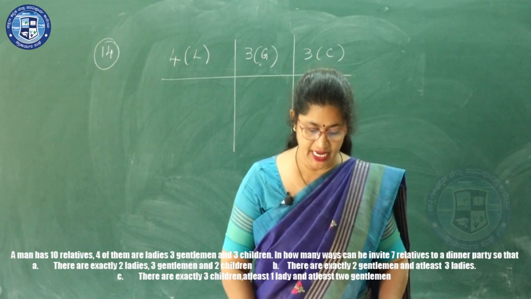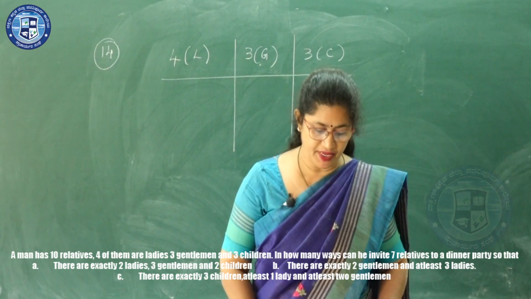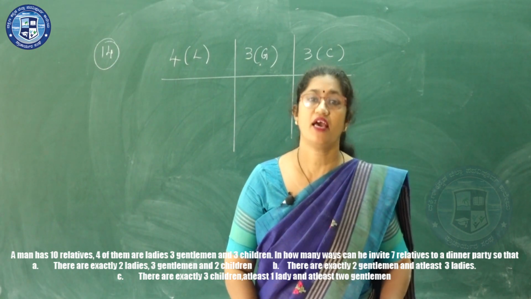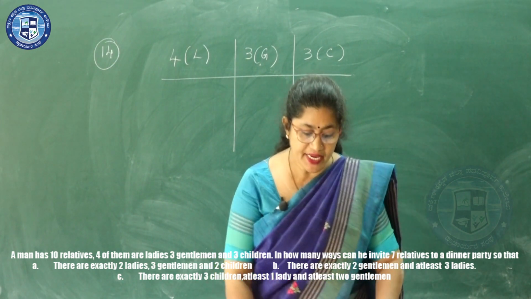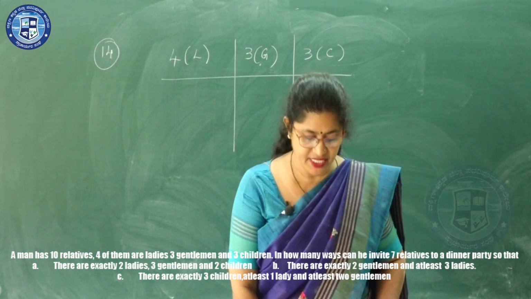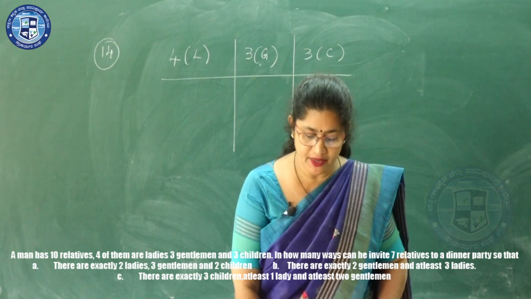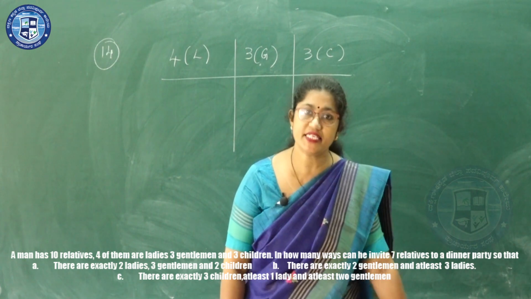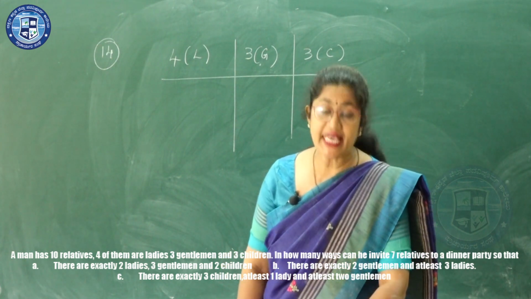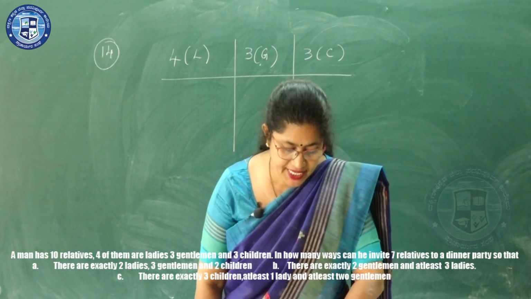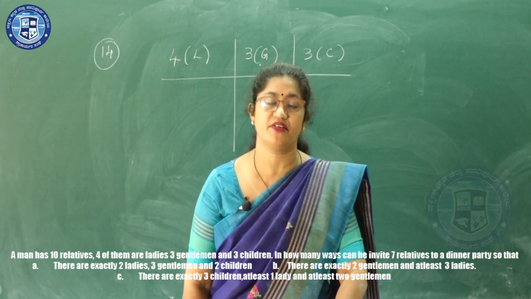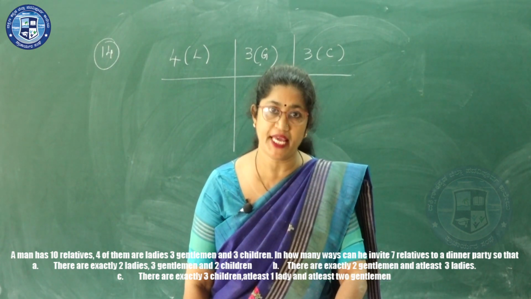Question 14. A man has 10 relatives. 4 of them are ladies, 3 gentlemen and 3 children. In how many ways can he invite 7 relatives to a dinner party so that, and there are 3 sub-questions. A, there are exactly 2 ladies, 3 gentlemen and 2 children. We shall first see option A now.